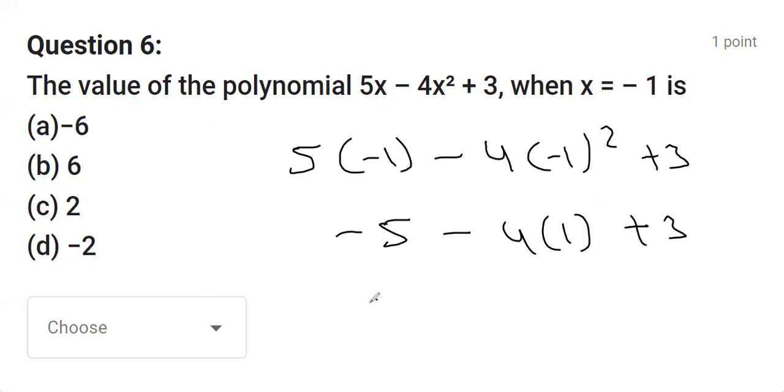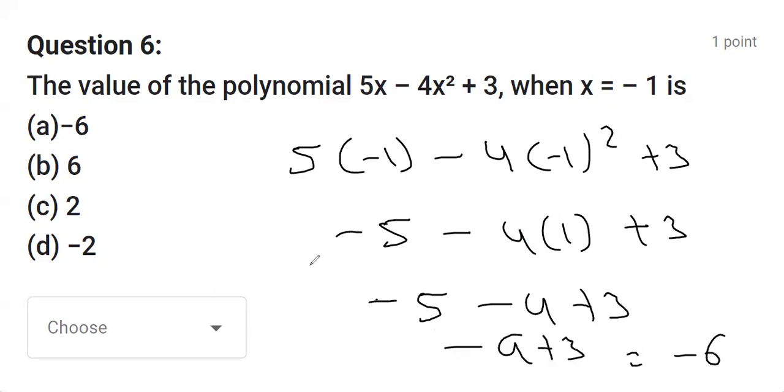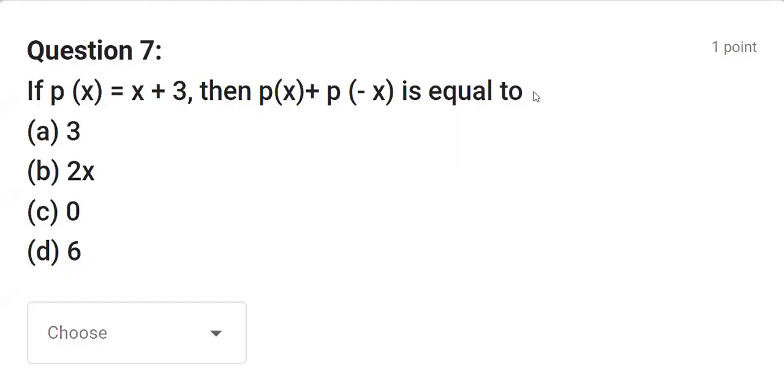Now further, this is minus 5 minus 4 plus 3. This is minus 9 plus 3, and that comes out to be minus 6. So minus 6 is the correct answer for this.